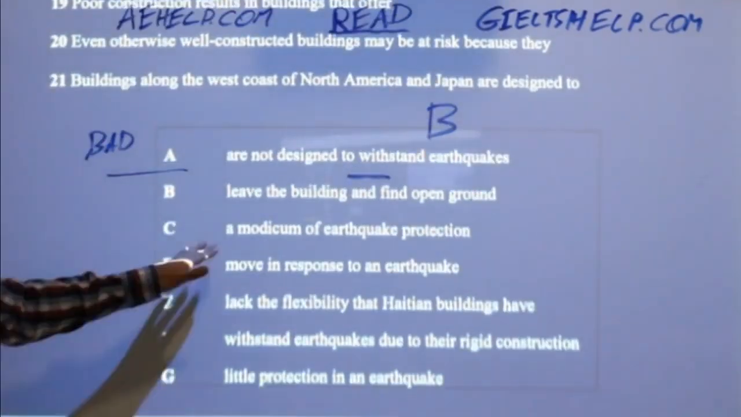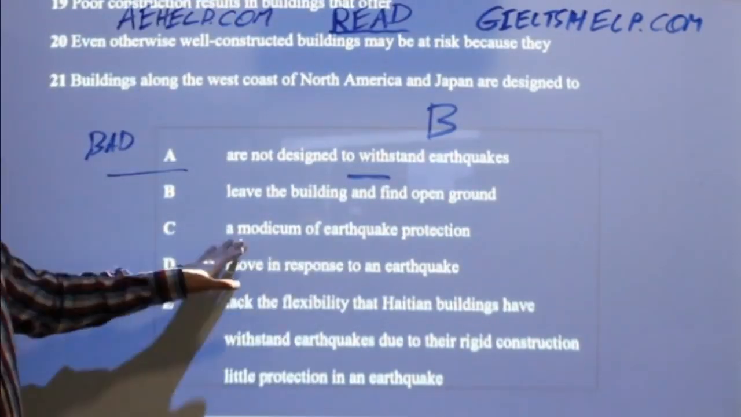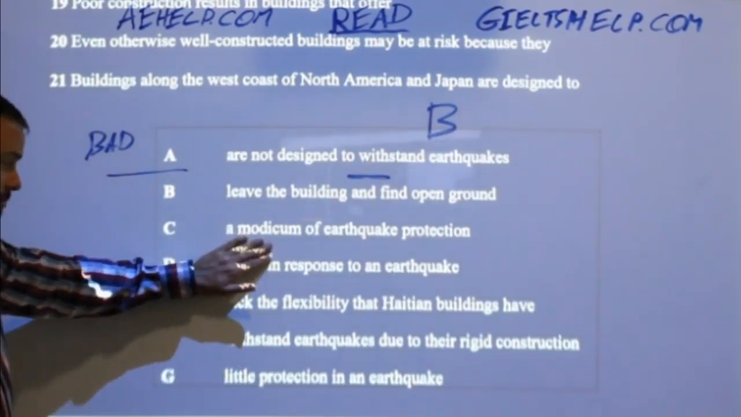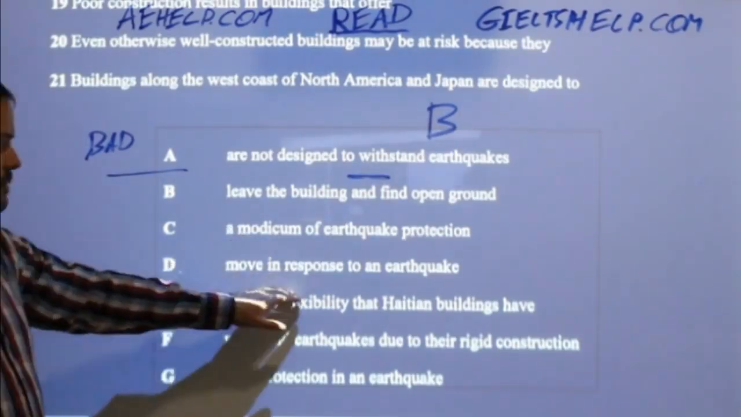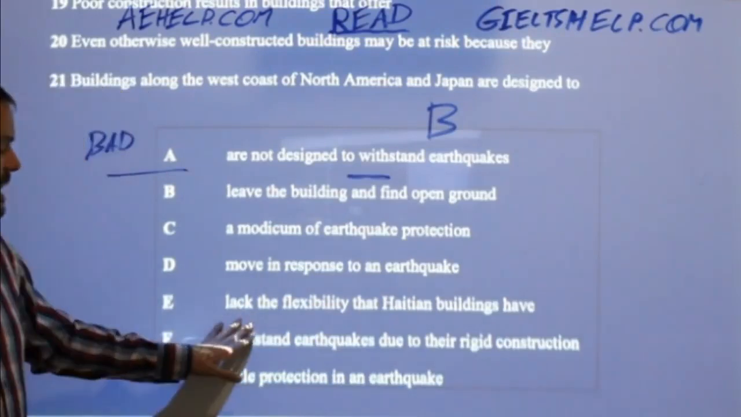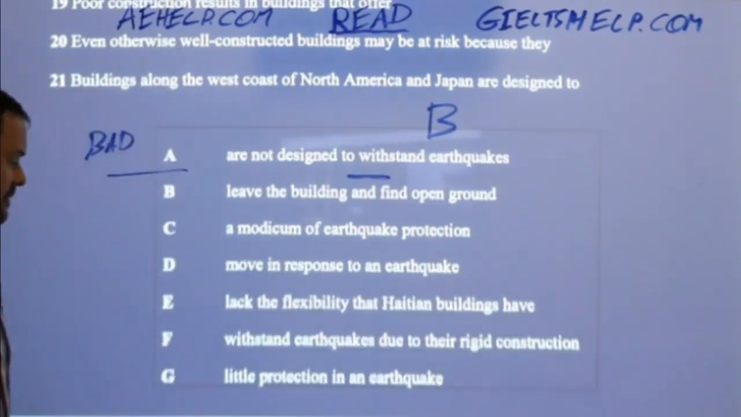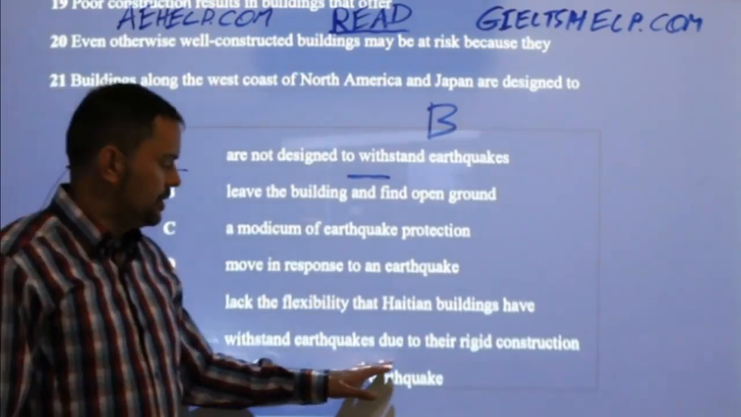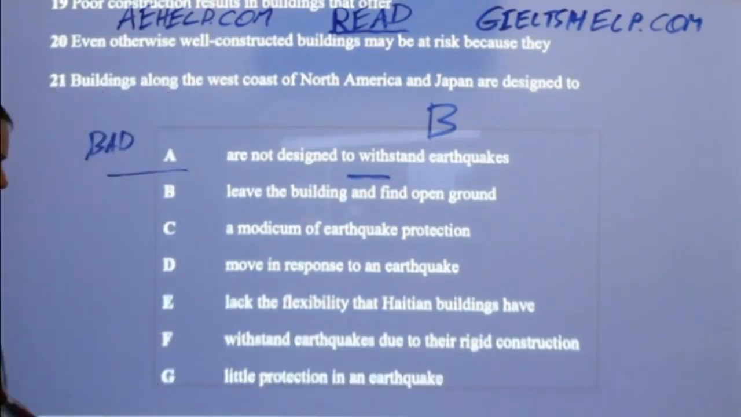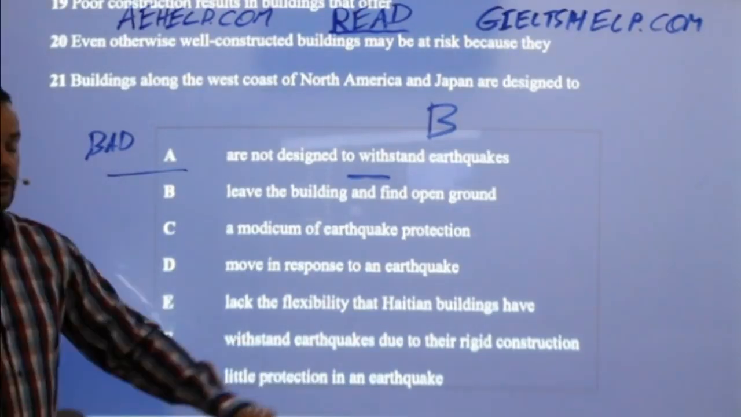A modicum of earthquake protection. I don't know what modicum means. Okay. Move in response to an earthquake. Lack the flexibility that Haitian buildings have. Withstand earthquakes due to their rigid construction. Little protection in an earthquake. Well, I know what little protection in an earthquake means.